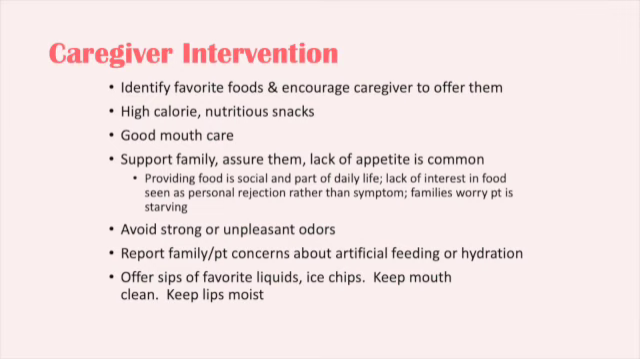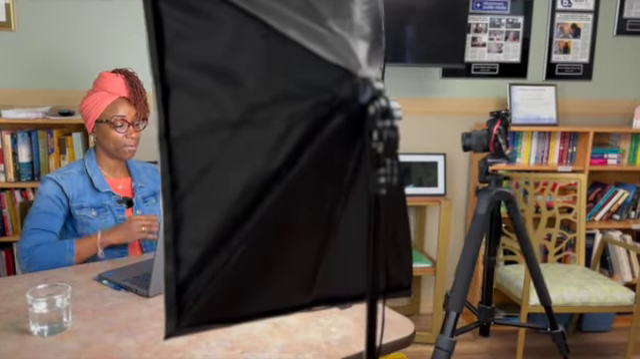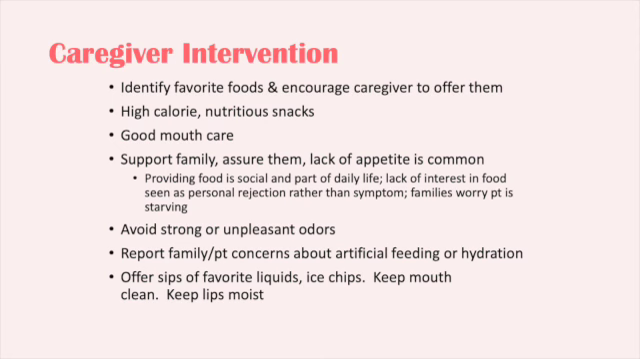Report any concerns that the resident and or family may have about artificial feeding or hydration. So that would be like the tube feedings or IV fluid. There may be concerns and desires that they may want that. So that at that time, you would definitely want to let the hospice providers know. Offer sips of favorite liquids. That could be ice chips, or just their favorite thing, like any juice or pop.